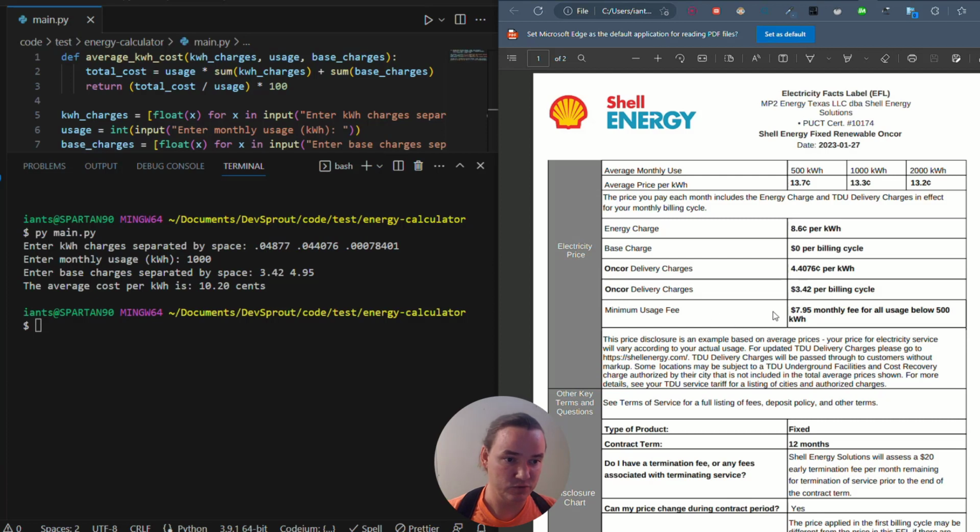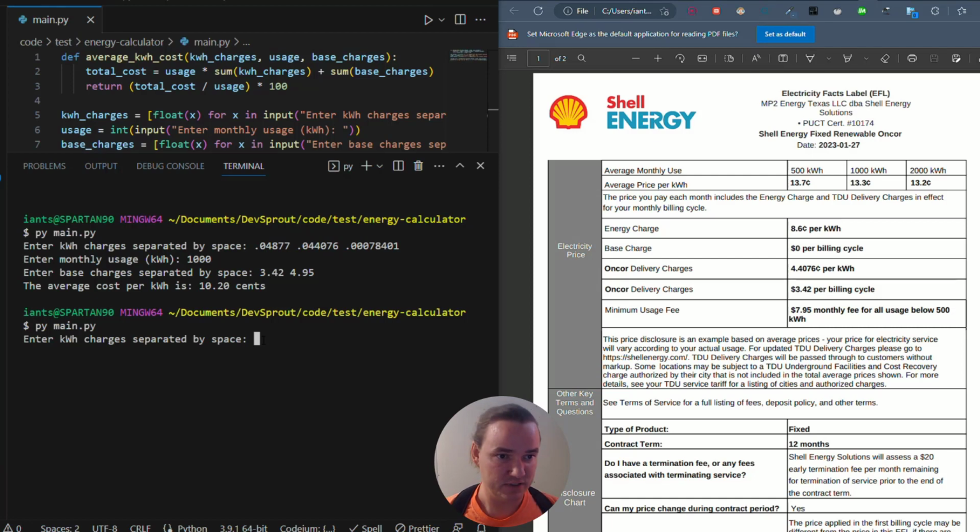And then the minimum usage fee here is you get slapped with a $7.95 monthly fee if you use anything below 500 kilowatt hours. So we're not going to calculate anything below 500, so we're going to ignore that fee right there. But let's run the program again, and let's just say that we're using 1,000. They're telling us it's 13.3 cents, so let's see if that checks out. So the first thing we want is our kilowatt hour charges separated by a space.